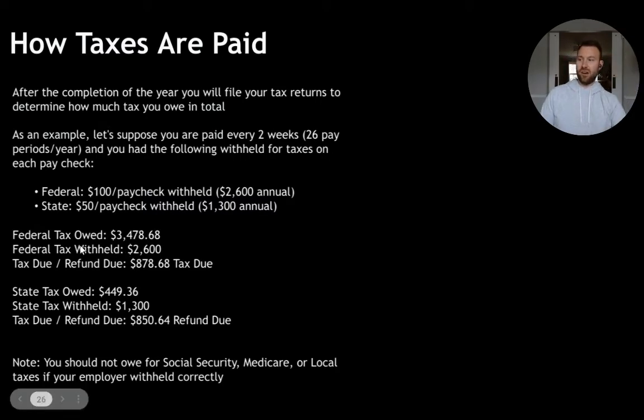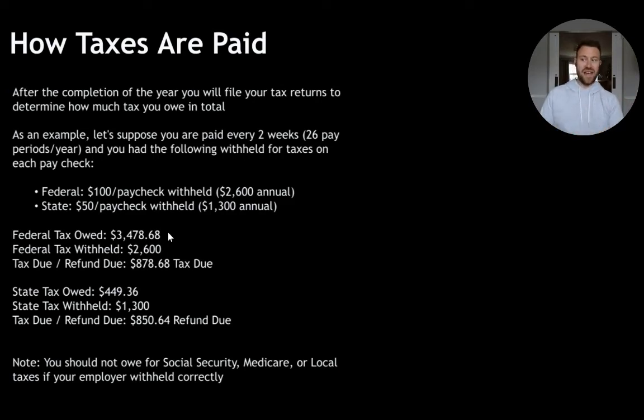So at the end of the year, you might remember we did a calculation. We actually owed almost $3,500 in federal taxes. Well, we've already paid $2,600. There's this bucket left of $878.68 that we still owe. So when we file our return, we're going to owe the government.